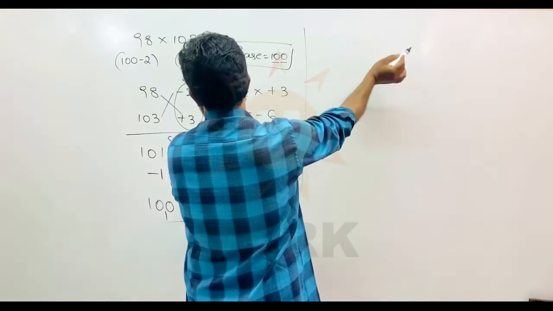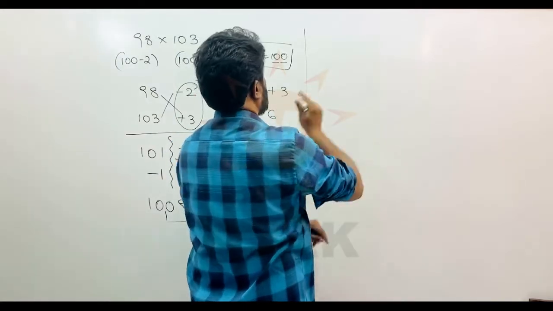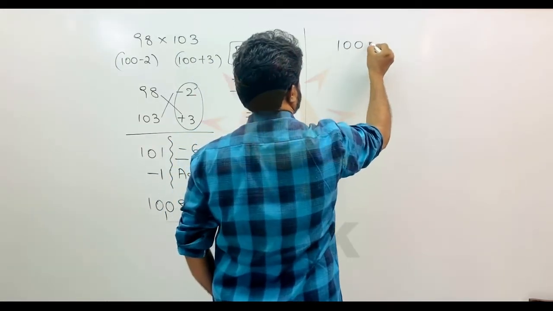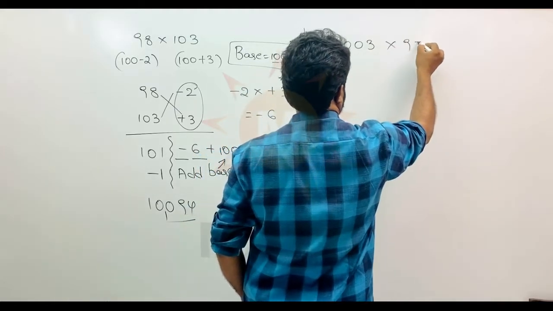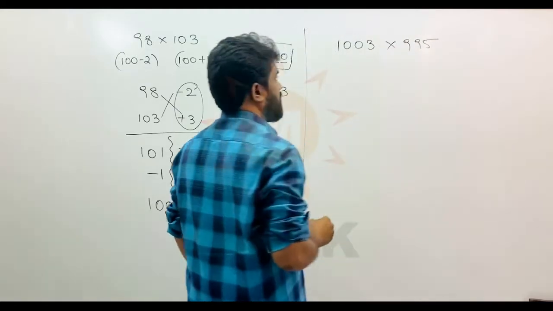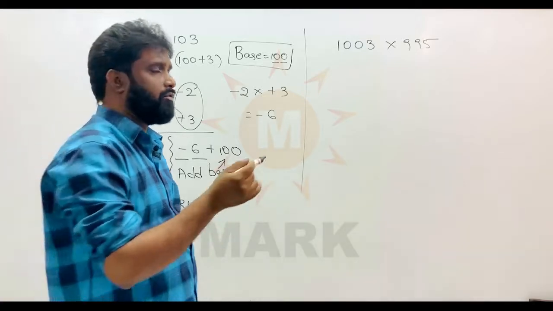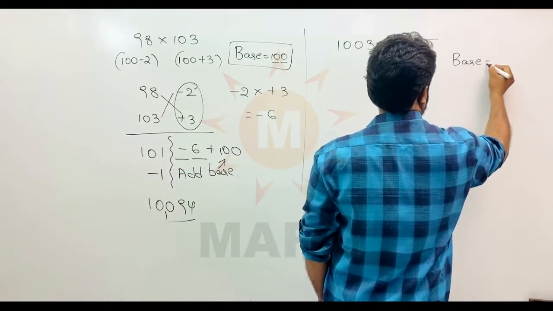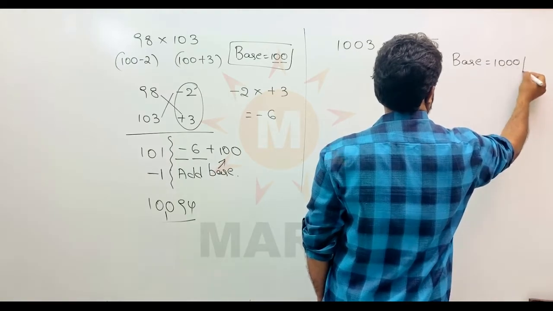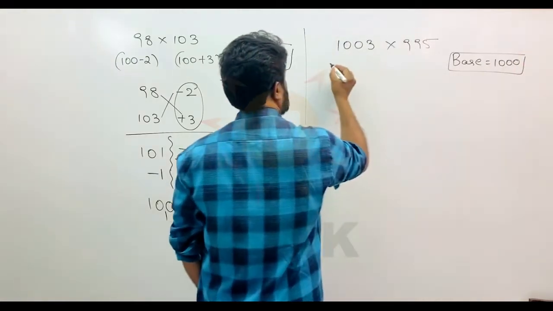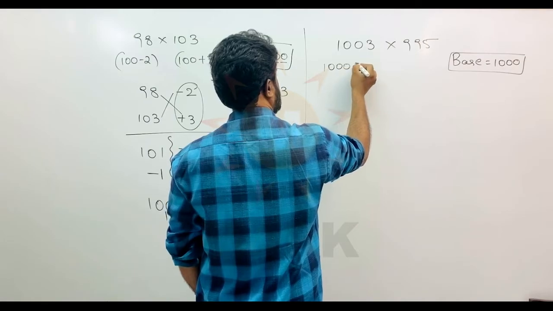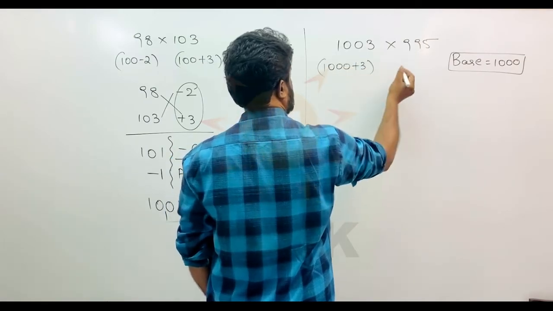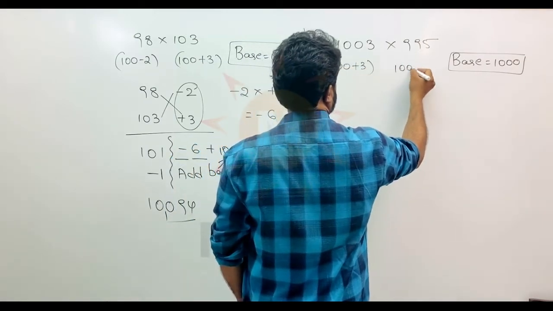Look here. Suppose I take 1003 into 995. 1003 into 995. The base is 1000 obviously. So here 1000 plus 3, and here it is 1000 minus 5.